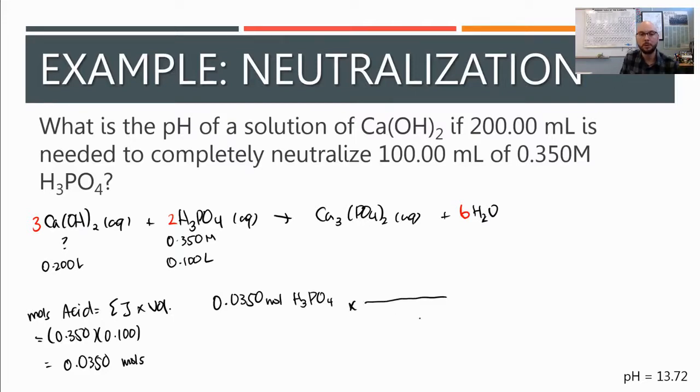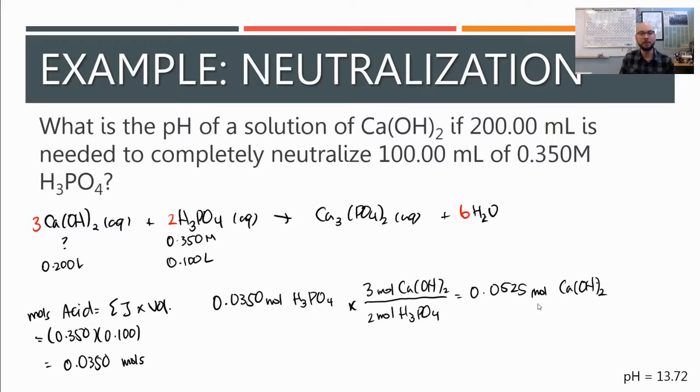So I'm going to use a mole ratio here. Because I've got moles of acid on the top, I want to cross that out. So I'm going to put 2 moles of H3PO4 is required to neutralize 3 moles of Ca(OH)2. So I can see that I'm going to be essentially multiplying by 3 dividing by 2, or multiplying by 1.5. So 0.0350 times 3 divided by 2 equals 0.0525 moles of Ca(OH)2.